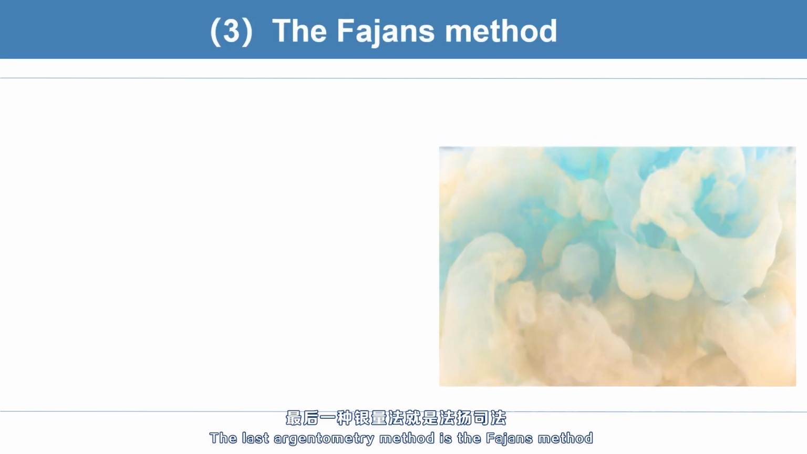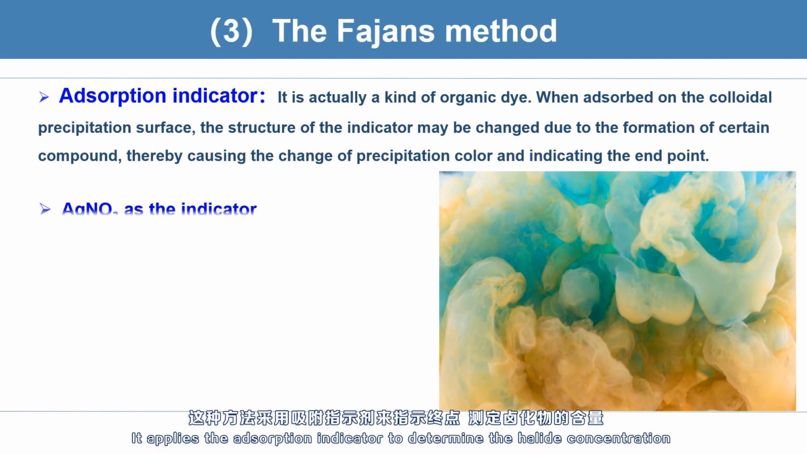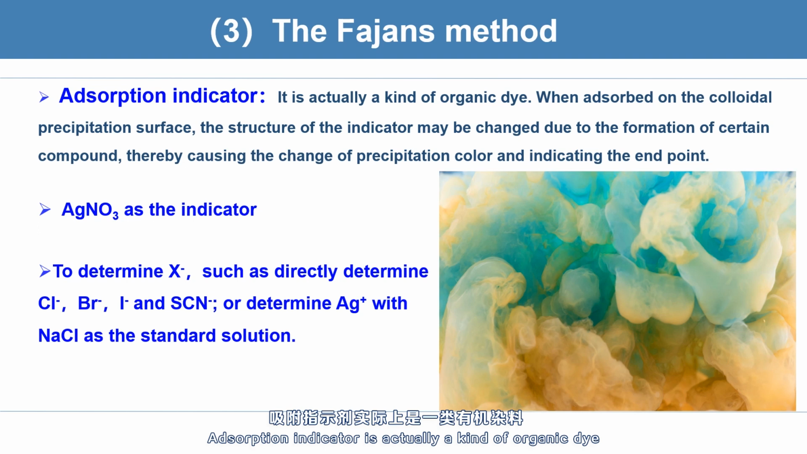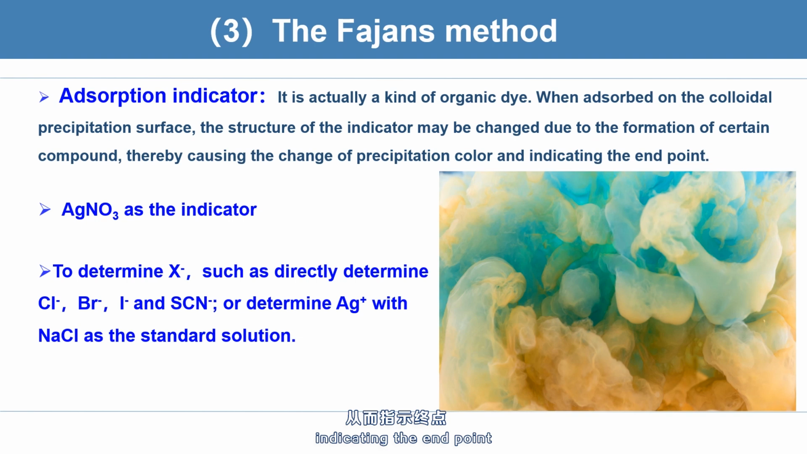The last argentometry method is the Fajans method. It applies the adsorption indicator to determine the halide concentration. Adsorption indicator is actually a kind of organic dye. When adsorbed on the colloidal precipitation surface, the structure of the indicator may be changed due to the formation of certain compound, thereby causing the change of precipitation color and indicating the endpoint.